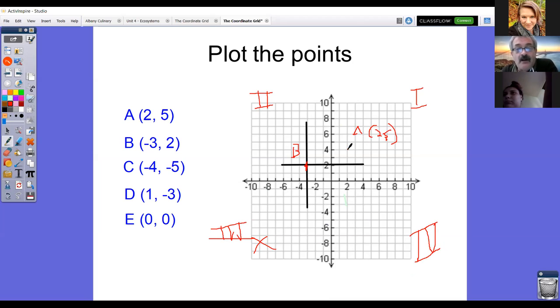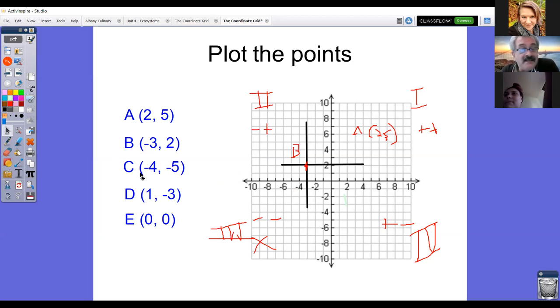So here, both the X and the Y are going to be positive. In B, the X is negative, and the Y is positive. Quadrant 3, they're both going to be negative. And quadrant 4, the x is positive and the y is negative. So if you see any of these, you're going to be able to figure out pretty much where they're going to be. But let's also use our coordinates here.